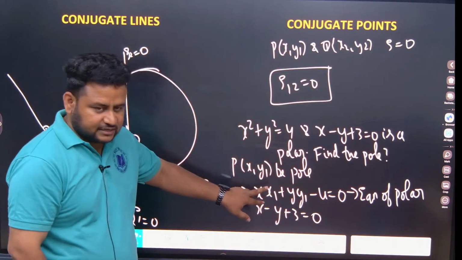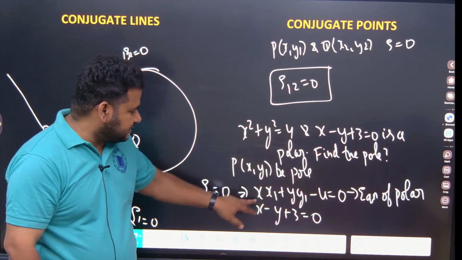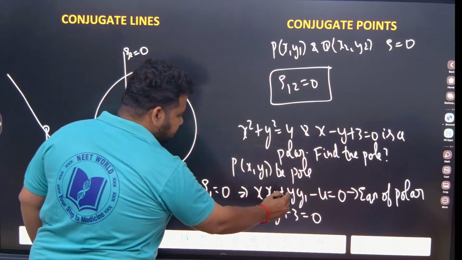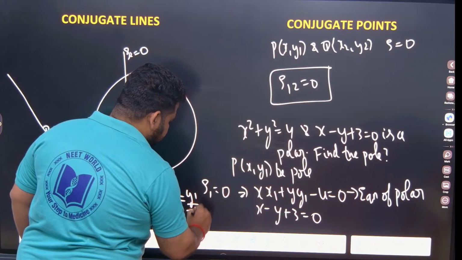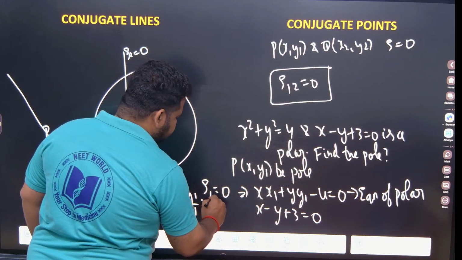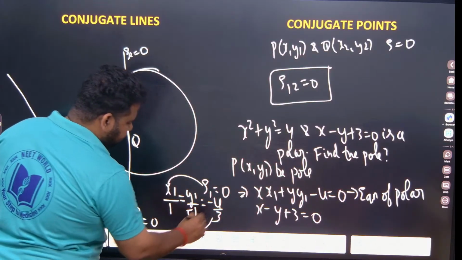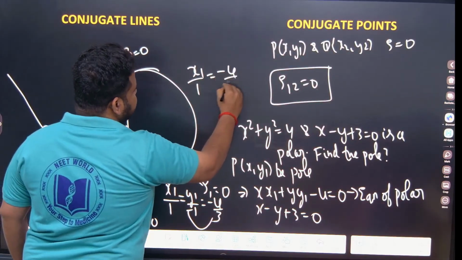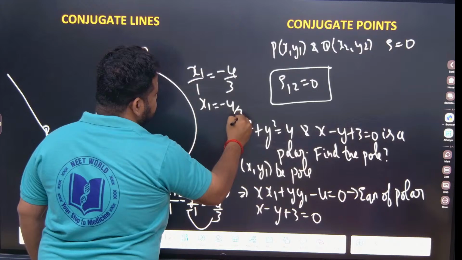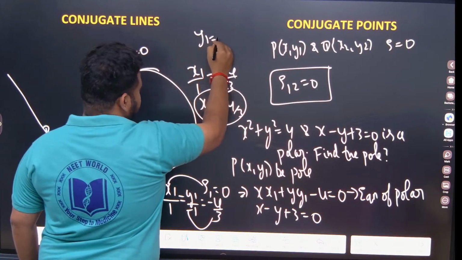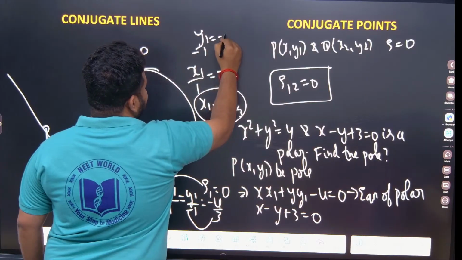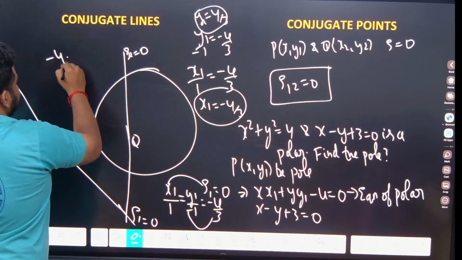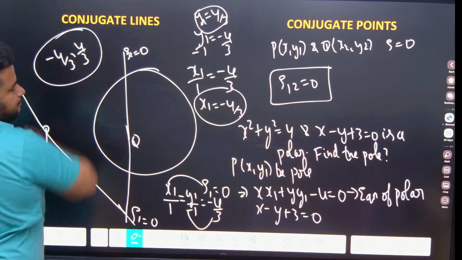Now if you compare these two equations, the coefficient of x is x1 here and 1 there. So I can write the coefficients like this: x1 by 1 is equal to y1 by minus 1, and for the constants, minus 4 by 3. So you compare these and you will get the pole. x1 by 1 is equal to minus 4 by 3, so x1 is equal to minus 4 by 3. What about y? y1 by minus 1 is equal to minus 4 by 3, so y1 will be 4 by 3. So the pole will be (minus 4 by 3, 4 by 3). That's all. This you will find out.